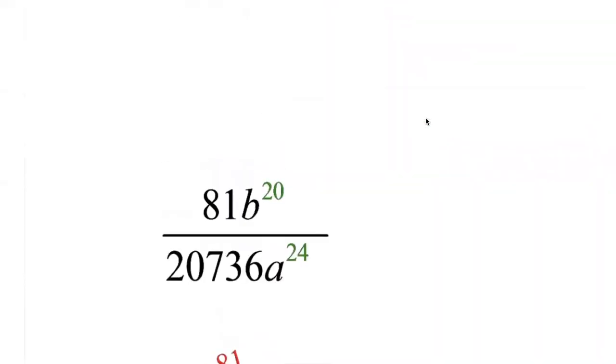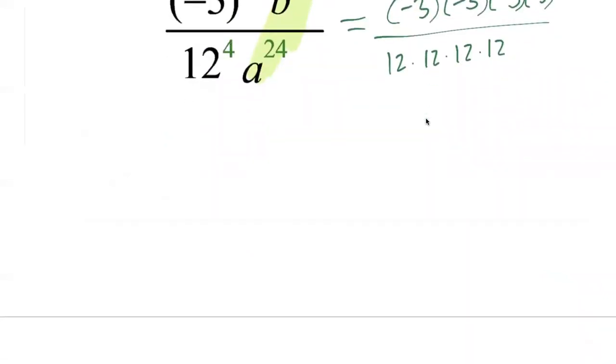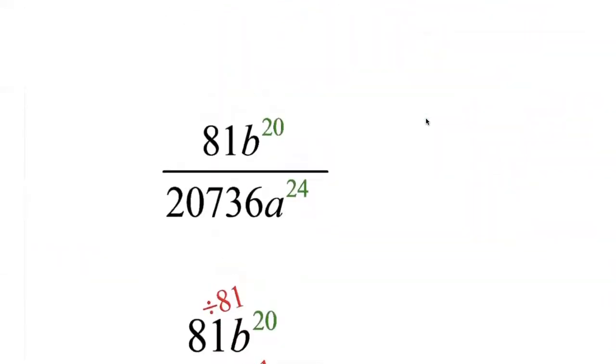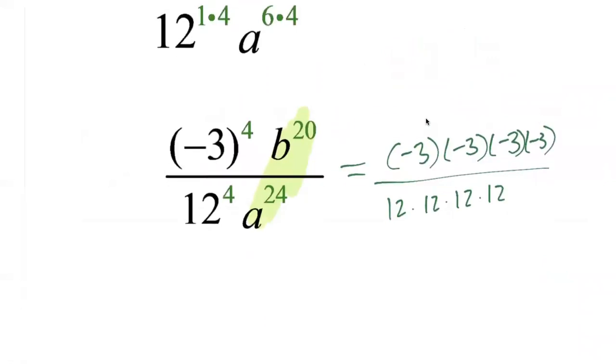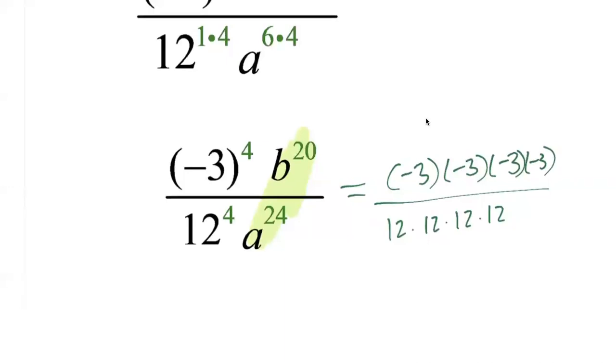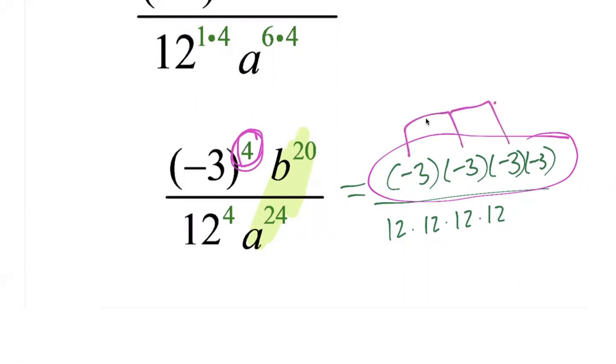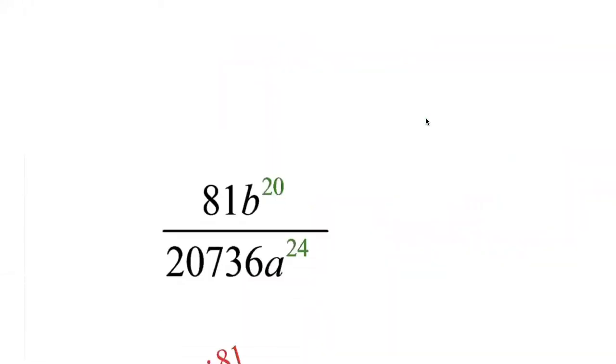So 81 is what you get with 3 to the fourth. And then 20,736 is what you get from 12 to the fourth. Now, one more thing is, why is this number right here on the top a positive number? The reason why this is a positive number is because that 4 is an even number. So that's negative times a negative times a negative times a negative, and that ends up being a positive number. So if we scroll down here and look at the answer of 81, that's why it's a positive 81.